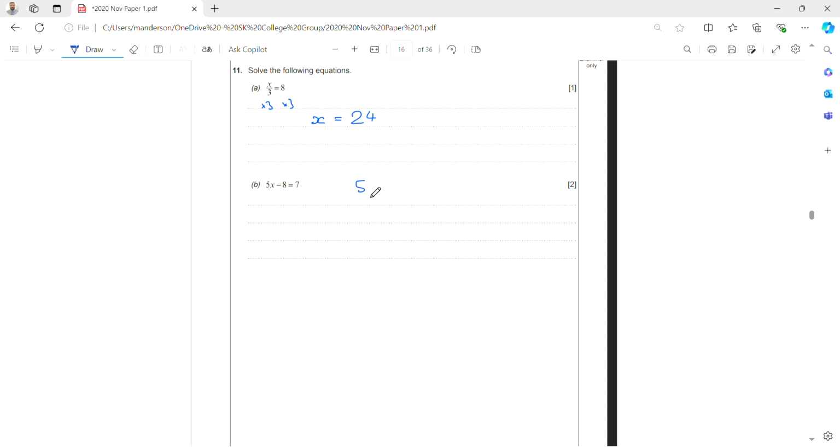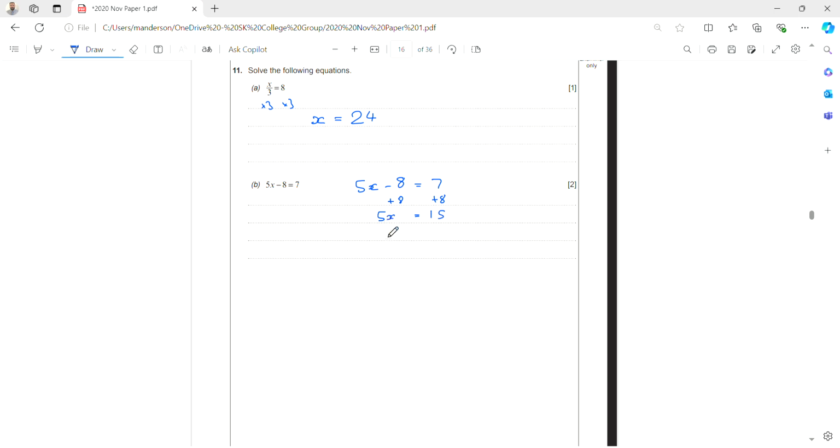Here I've got 5x minus 8 equals 7. So I'm going to get rid of the minus 8 first. The opposite of minus 8 is a plus 8, so add 8 to both sides. That leaves me with 5x on this side, and 7 add 8 is 15.